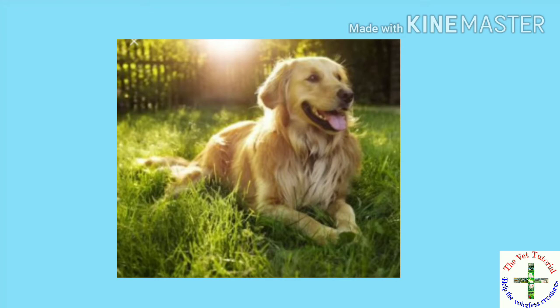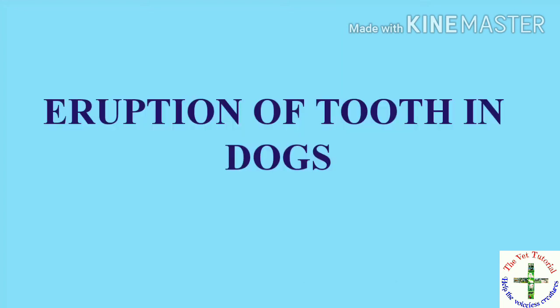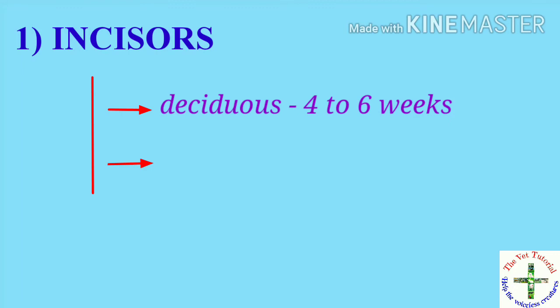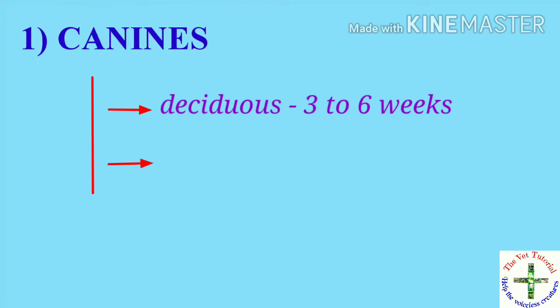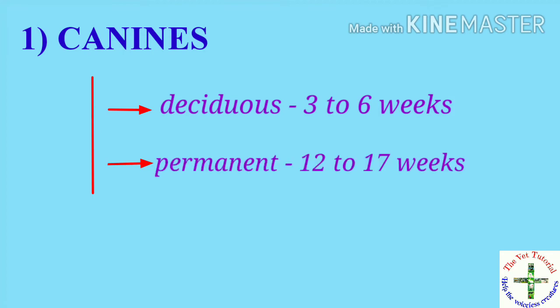And then dog. First, eruption of teeth in dogs. First, incisor. The deciduous incisor erupts at 4 to 6 weeks and the permanent incisor erupts at the age of 12 to 16 weeks. And then the canines. The deciduous canines erupt at the age of 3 to 6 weeks and the permanent canine erupts at the age of 12 to 17 weeks.